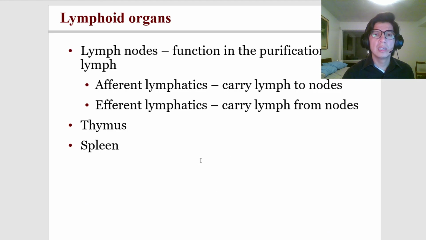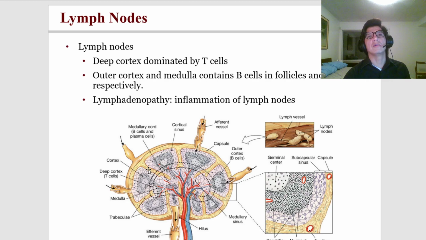Let's talk about lymphoid organs. You have your lymph nodes, your thymus, your spleen. The function of your lymph nodes is that these are check stations within your lymph, where you have high contact between lymphocytes and the lymph. So afferent lymphatics bring lymph into the nodes, and efferent lymphatics carry lymph from the nodes. We're going to look at this in depth. So this is a lymph node.